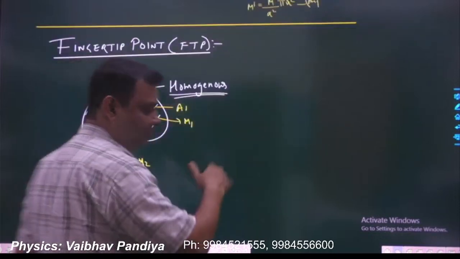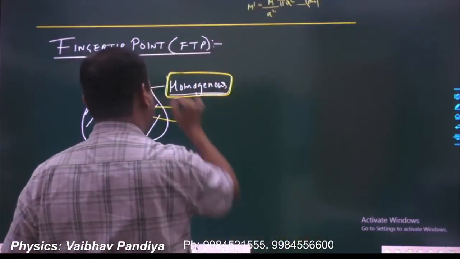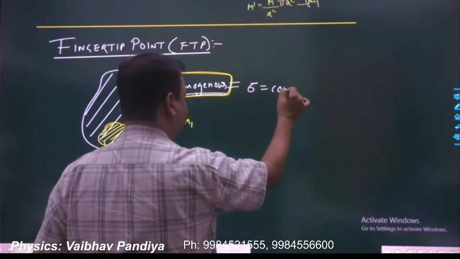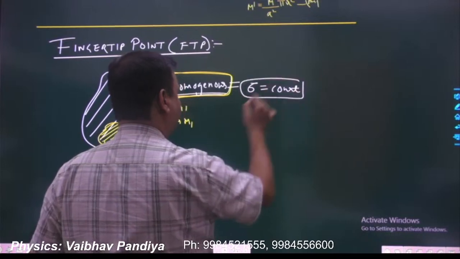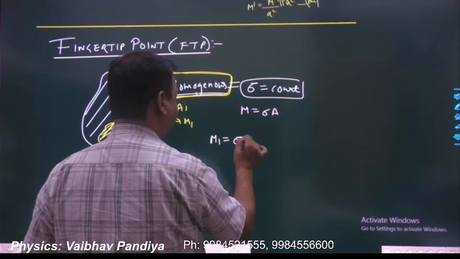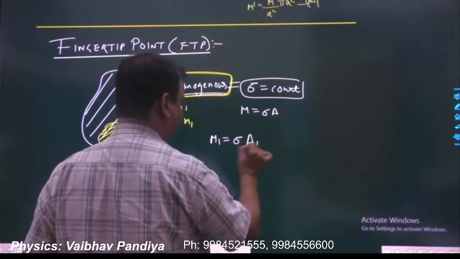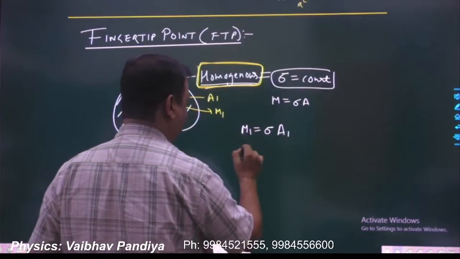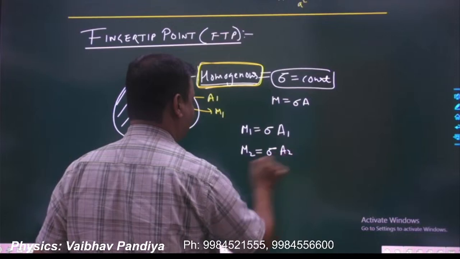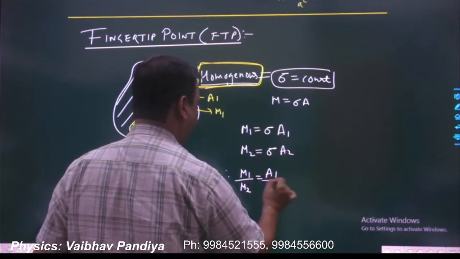So we know the whole object is homogeneous. It is given it is homogeneous. This is the condition for this FTP. It means sigma will remain constant over the whole object. And we know m is equal to sigma times A. So M1 will come to be sigma A1. We won't write sigma 1 because sigma is the same over the complete object, so sigma doesn't have a subscript 1 or 2. It will be the same for both patches. M2 will be sigma times A2. So therefore, M1 by M2 is the same as A1 by A2.